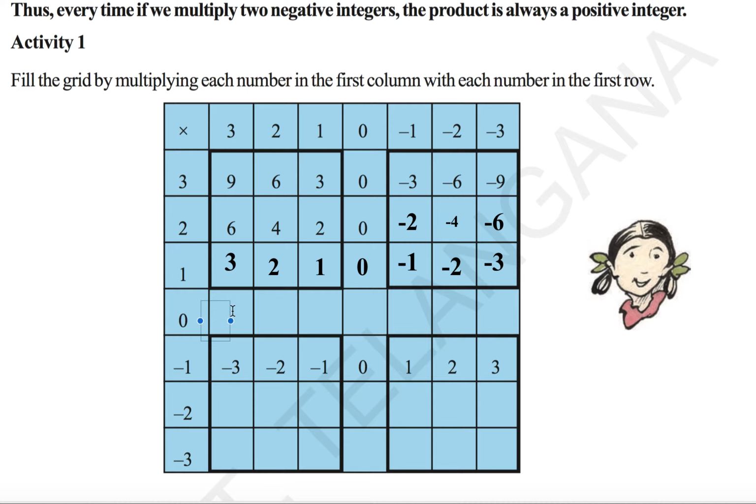0 into 3 is 0. 0 into 2 is 0. 0 into 1 is 0. 0 into 0 is 0. 0 into minus 1 is 0. 0 into minus 2 is 0. 0 into minus 3 is 0. Okay, minus 2 into 3 is minus 6.